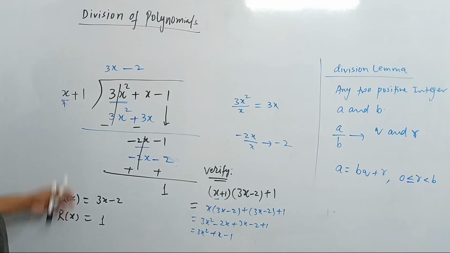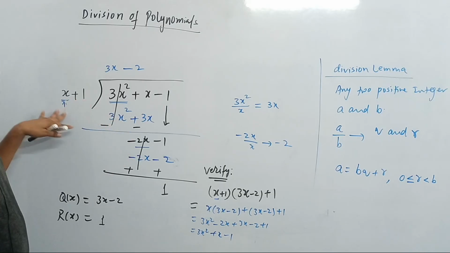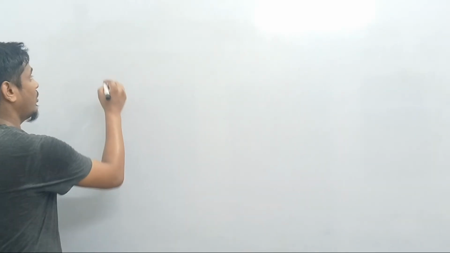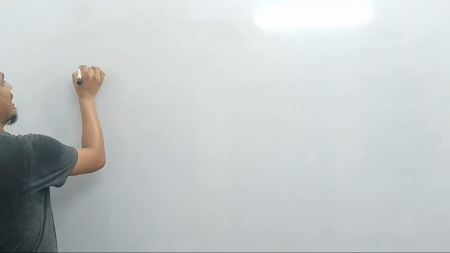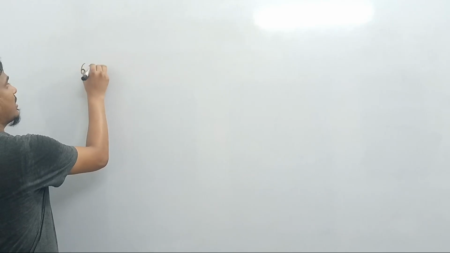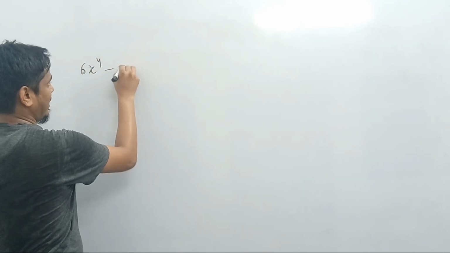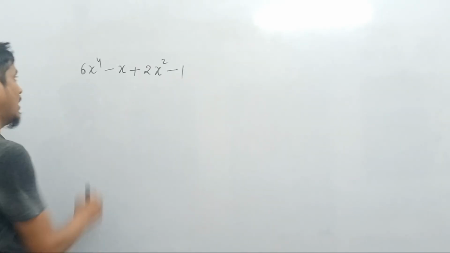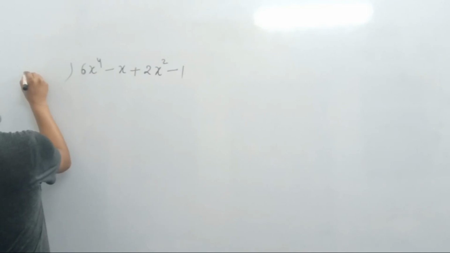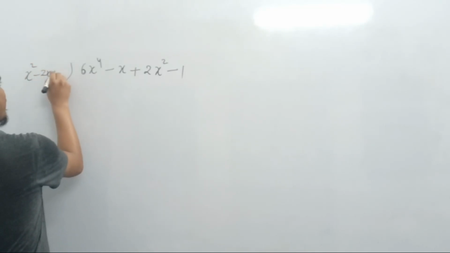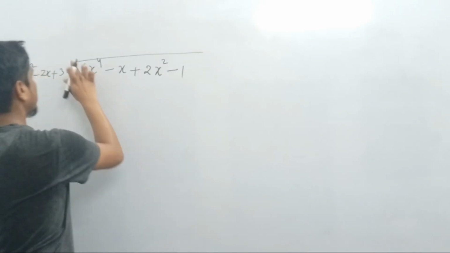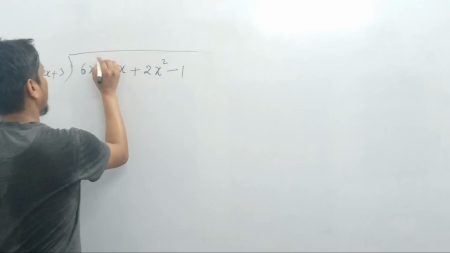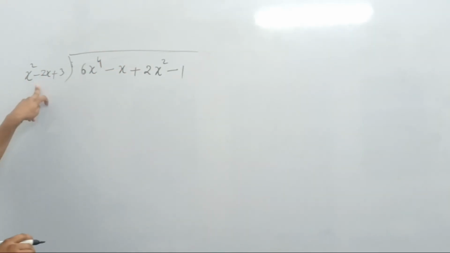explore one more example where we'll use the divisor as a quadratic and the dividend as a biquadratic. So let's say we have a dividend as 6x power 4 minus x plus 2x square minus 1, and the divisor is given as x square minus 2x plus 3. So we have this biquadratic polynomial and the divisor as a quadratic polynomial.